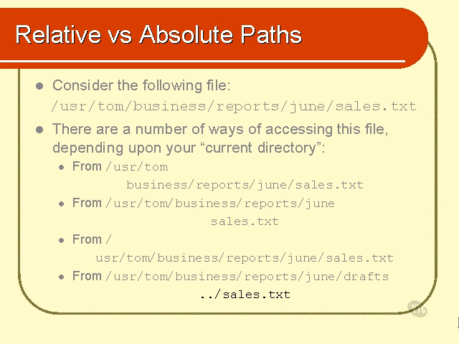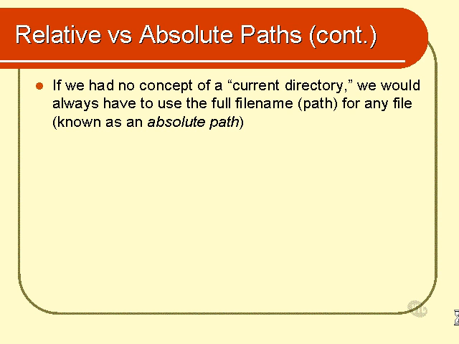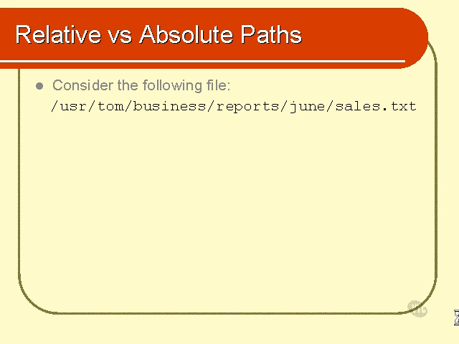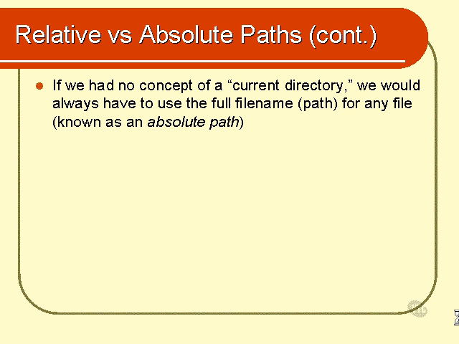Now, keeping all that in mind, let's have a look at the following important points. If there was no such thing as a current directory, then we would always have to use the full path, the full file name, for any file that we wanted to access. Let me show you what you would have to type in anytime you want to access a file. You'd have to type in that whole thing, /user/tom/business and so on. There would be no shortcut to it. You wouldn't be able to go into the June directory and then just type in sales.txt. You'd have to type in the whole thing every time. And that whole thing is known as an absolute path.